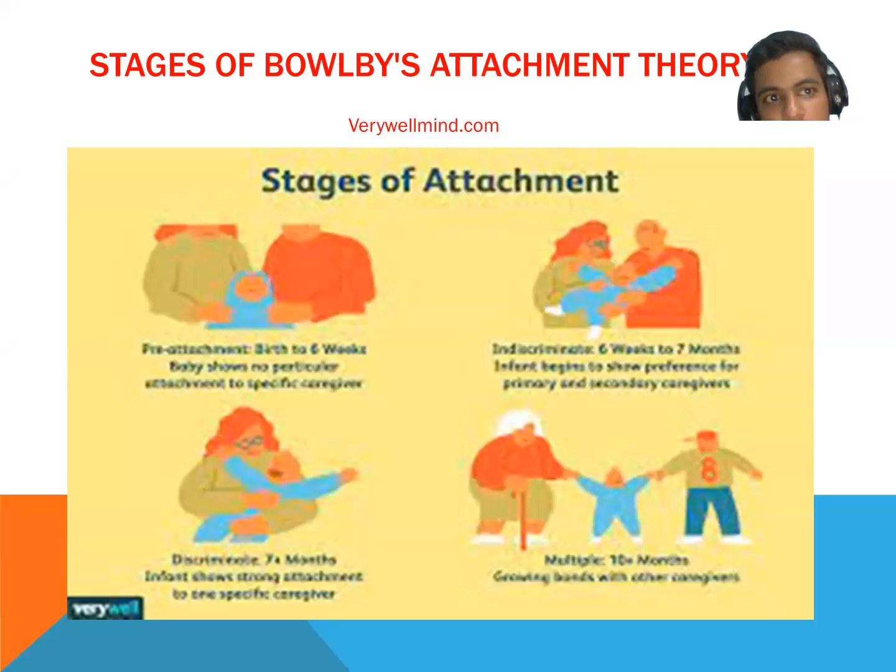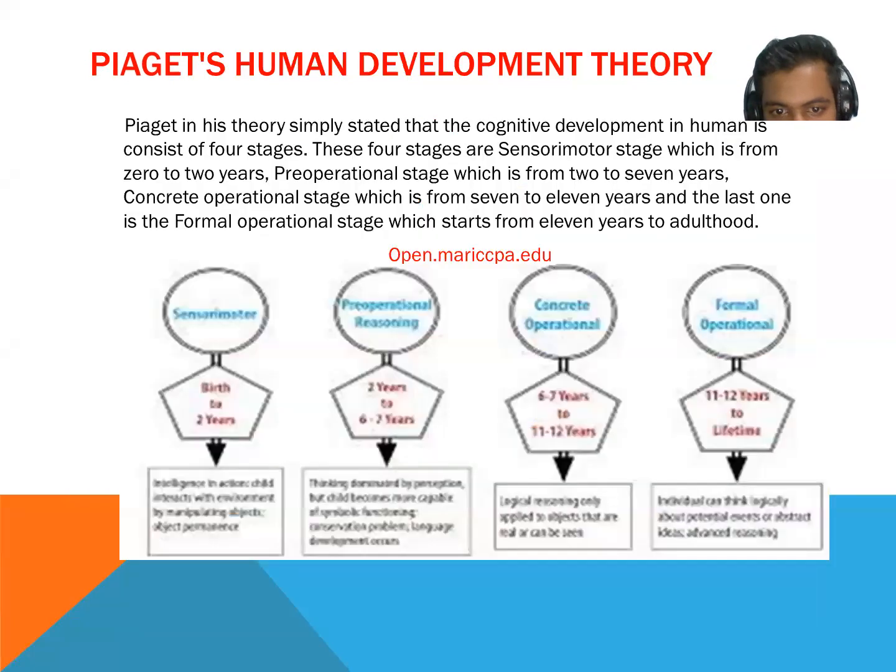Slide 4 contains a picture which briefly explains the stages of goal-based attachment theory. Moving on to slide 5. Slide 5, Piaget's human development theory. Piaget's theory is a cognitive development theory that explains how children learn and develop their understanding of the world around them through four distinct stages. According to this theory, children actively engage with their environment and build their knowledge and skills through their experiences.